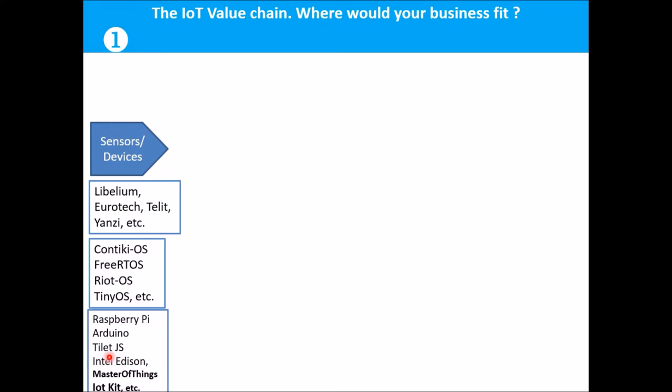device. This requires one of the real-time operating systems, just as an example, Contiki, FreeRTOS, Mbed, Tiny, there are many of those. And those companies who develop these embedded devices usually turn to be a production device. Then the production device, as an example of companies producing IoT devices today, I would say Libelium, Eurotech, Telit, and Yanzi. Okay, so people have to start with a prototyping board.